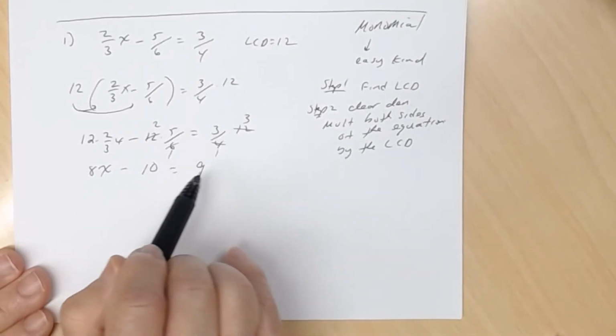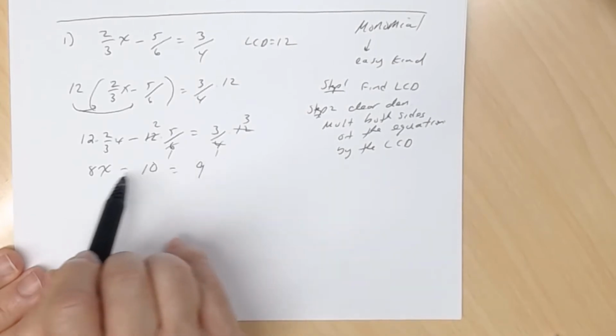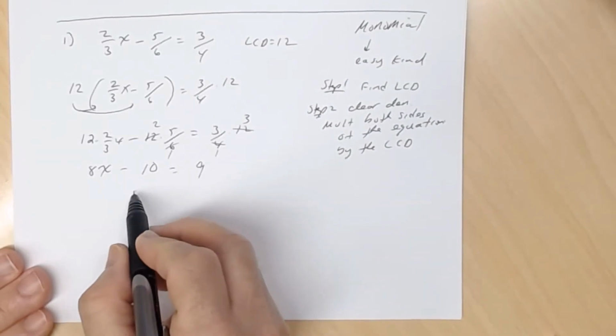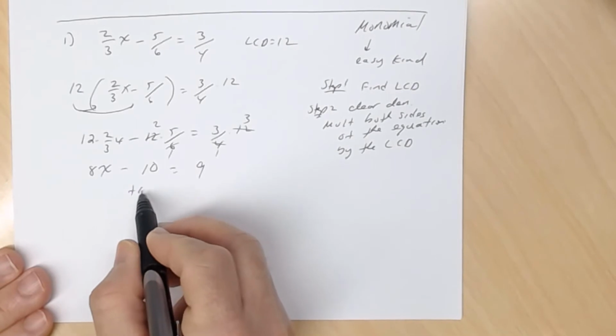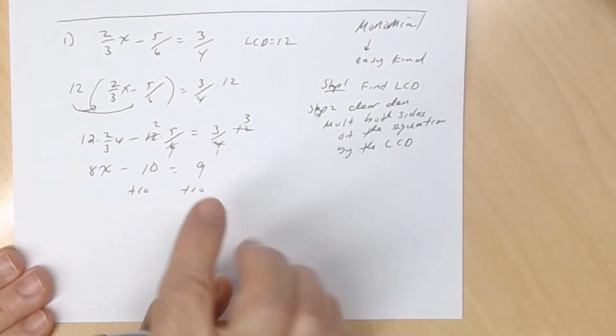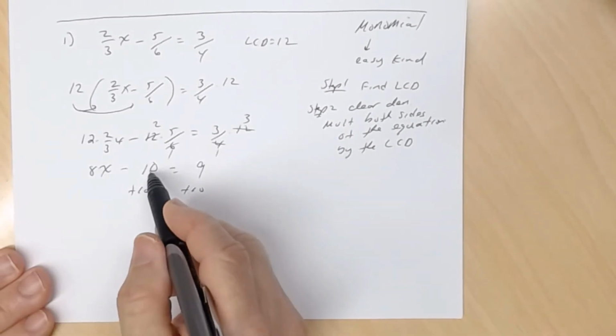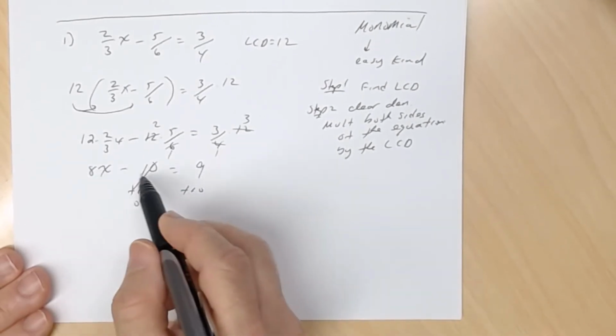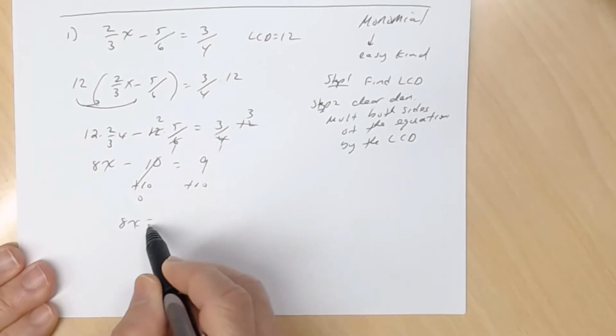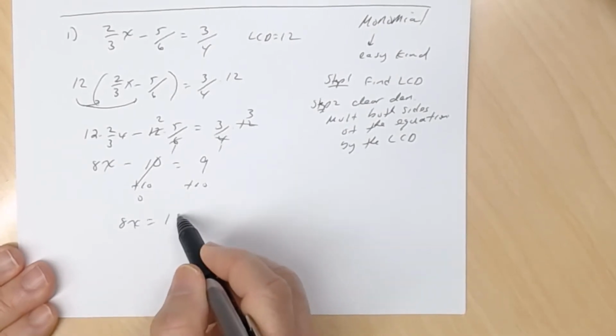Now look at what I have. I have this linear equation. To solve this linear equation, this is the easy kind. I'm just going to add 10 to both sides. Remember, to solve a linear equation, you bring all constants to one side, variables to the other. And so when I combine like terms, this is 0. So I'm left with 8x equals 19.